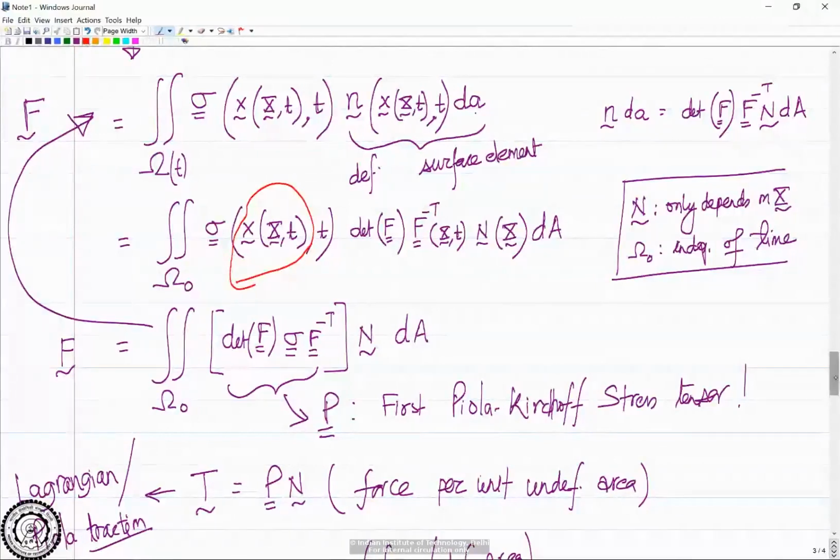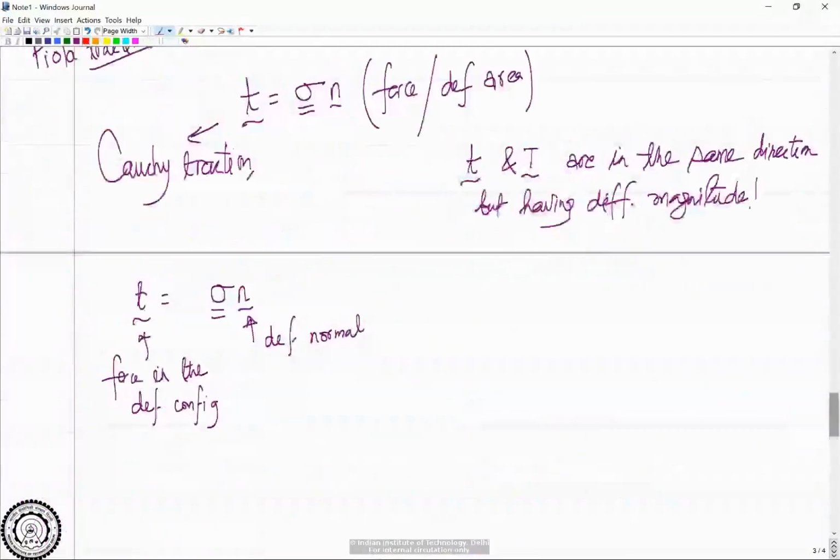Sir? Yes. Sir, can you give an example in which case we use this Piola-Kirchhoff stress tensor and in what cases we'll be using the Cauchy stress tensor? Okay, that's a very good question, because people always get worried that it's just a theory. Will it even be used? So the usefulness will come later on.